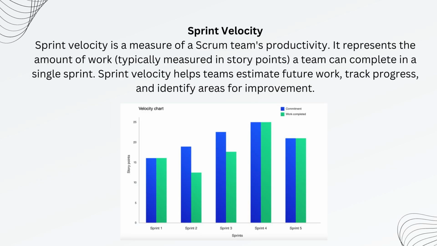What is sprint velocity? Sprint velocity is a measure of a Scrum team's productivity. It represents the amount of work, typically measured in story points, a team can complete in a single sprint. Sprint velocity helps teams estimate future work, track progress, and identify areas for improvement.